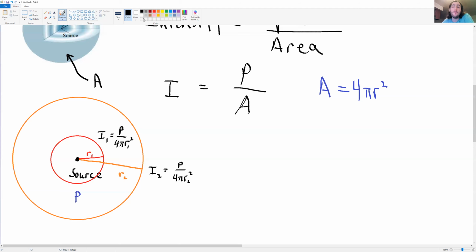Okay, we can compare the two intensities now. I can take the intensity I1 and divide it by I2, or I can do I2 divided by I1, whichever way you want to do it. Let's take I1, let me write it a little bit bigger. Let's take I1 divided by I2.